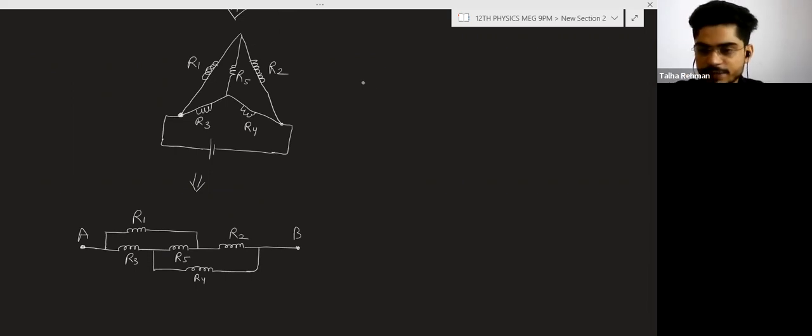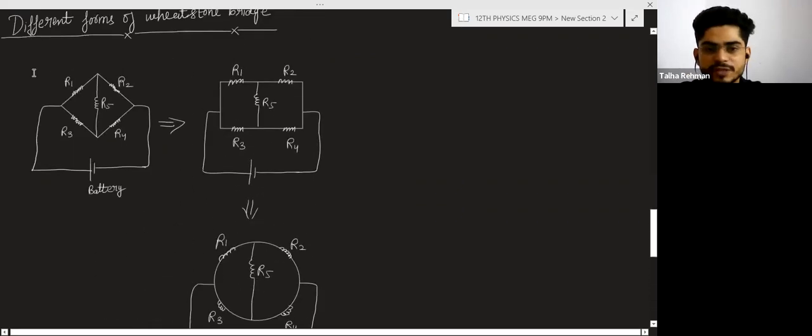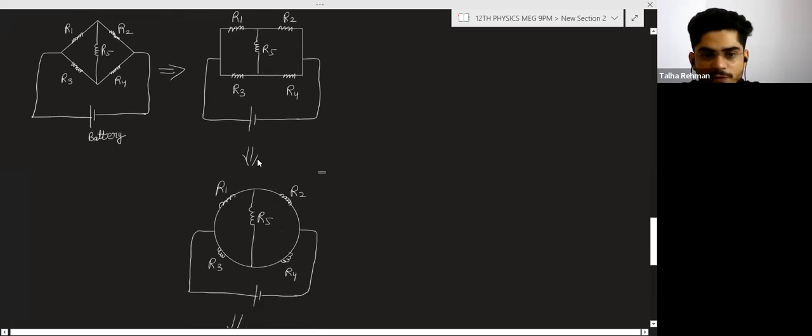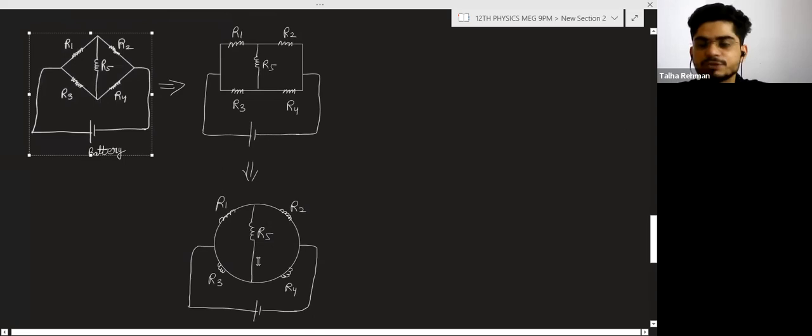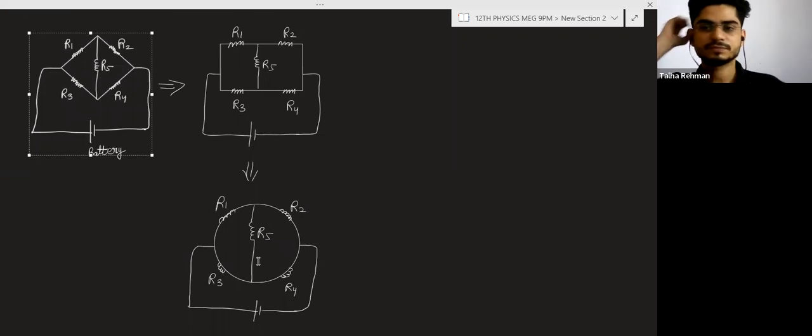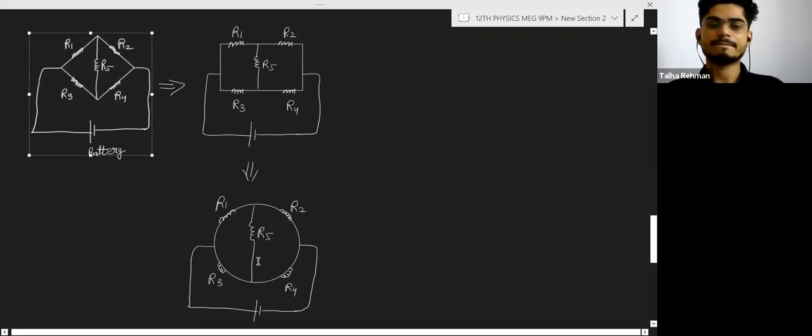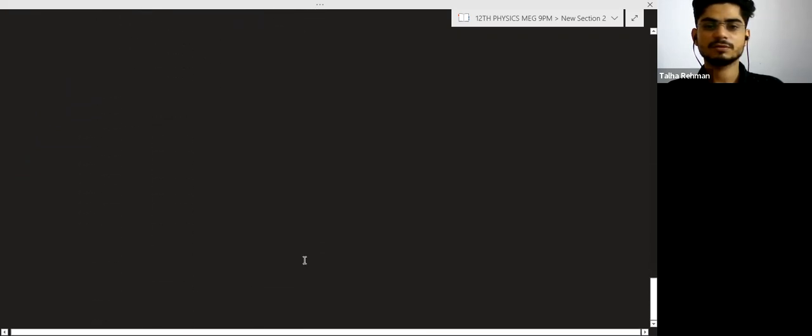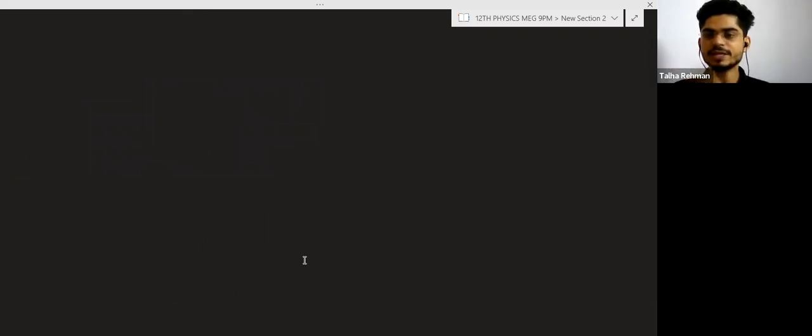There is one more thing here: the examiner can confuse you by giving this kind of combination. But you should not get confused, because you know this is a form of this combination, and this is a Wheatstone bridge, this is also a Wheatstone bridge, just a different form. So now I will tell you about the circuits which will look like the Wheatstone bridge, but in actual they will not be the Wheatstone bridge.